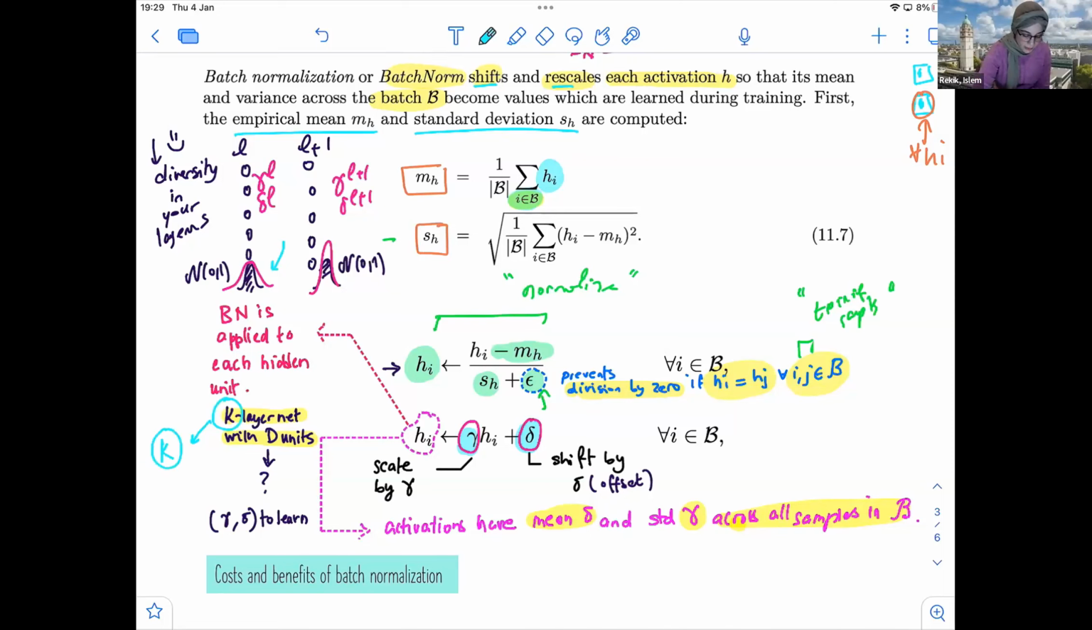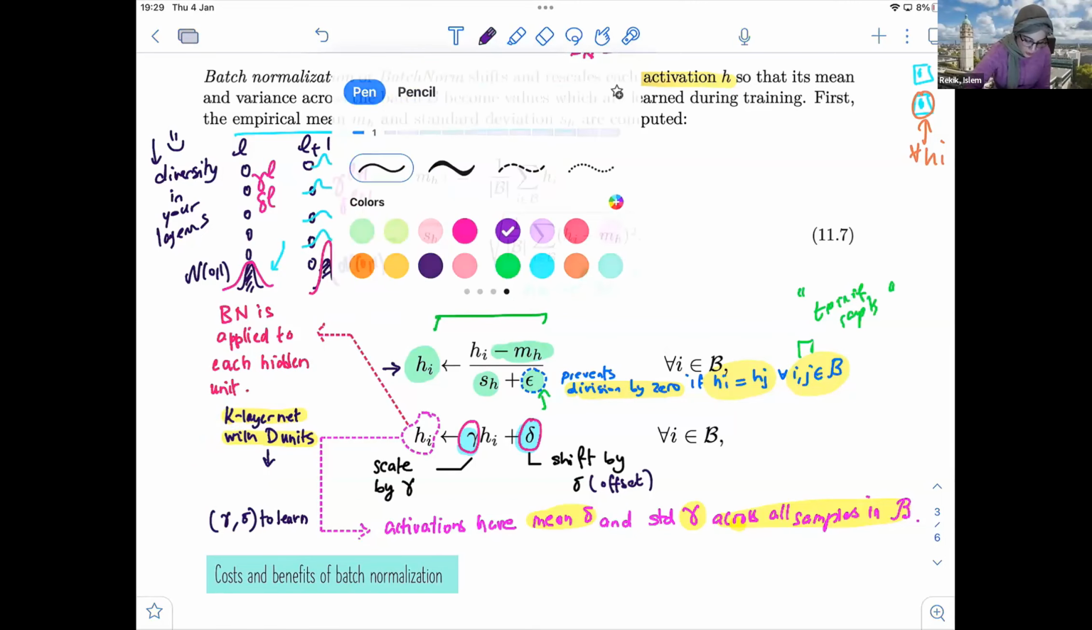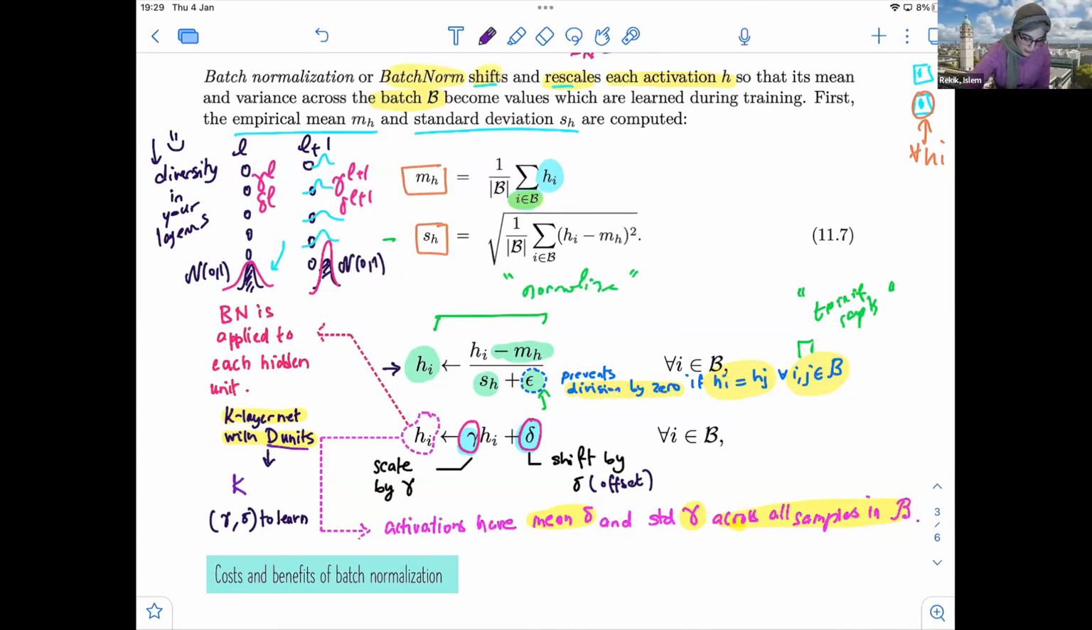But if we do it at a finer scale, which means we make the delta and the gamma depend on the unit, we allow the units to have slightly different distributions, to be drawn from different distributions to capture different properties. Then we're going to learn K times D, because we have K layers and D hidden units in each layer. So we're going to have KD extra parameters to learn. Okay, so you can do it both ways, and usually it is done this way.